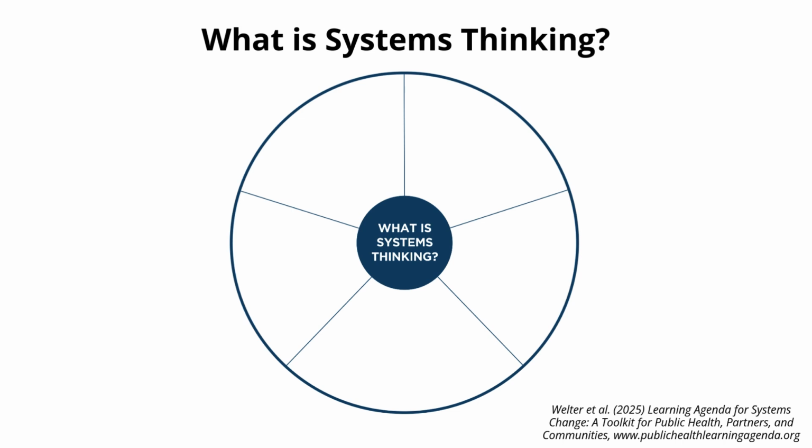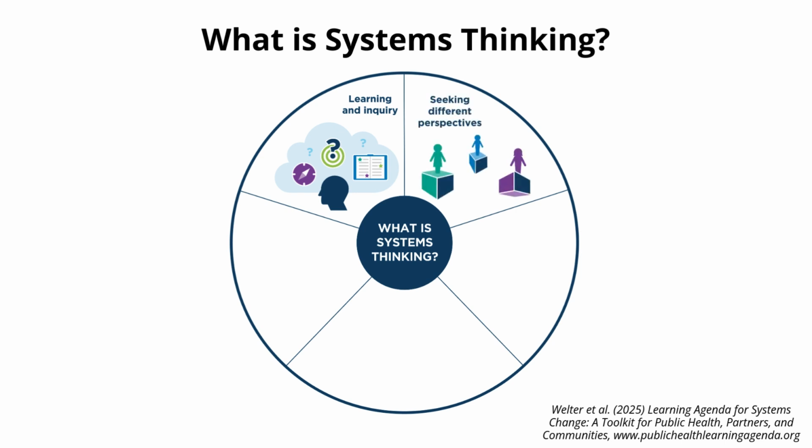Systems thinking is about understanding how elements are connected, how feedback loops operate, and how patterns emerge over time. While there is no single definition, there are several key concepts. First, a commitment to learning and inquiry. This means embracing curiosity, asking why, and adopting a what if mindset. Second, it means seeking out different perspectives that may challenge our own thinking or deepen our understanding of an issue.